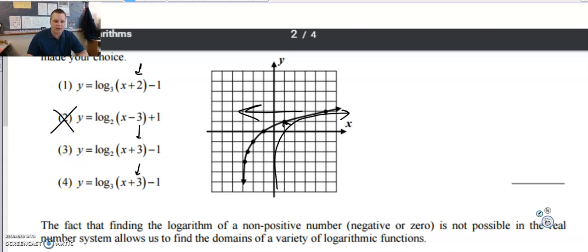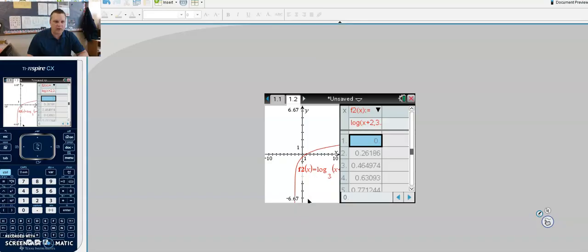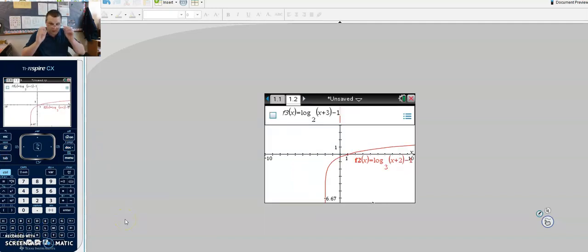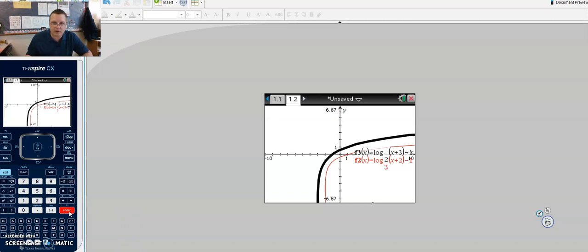So I'm just going to go ahead and plug in the next one. I'll plug in choice 3, so I tab it. Well, I got to get out of here first. I'll pause this. And just like that, you guys didn't even know I was gone. So there's your log base 2 of x plus 3 minus 1, which is choice 3. So I'm going to enter it. There's the graph of it.